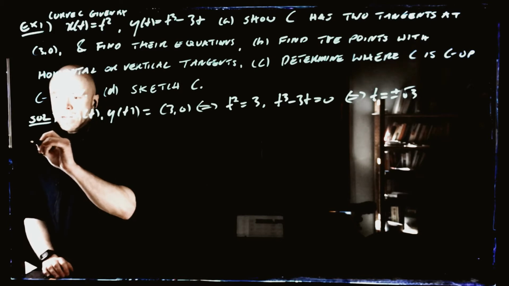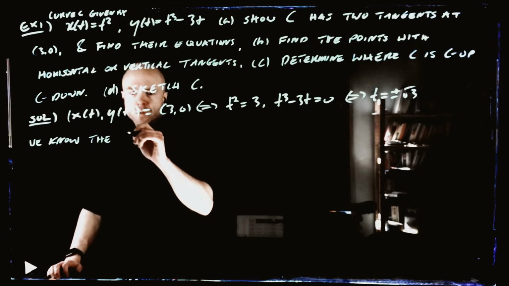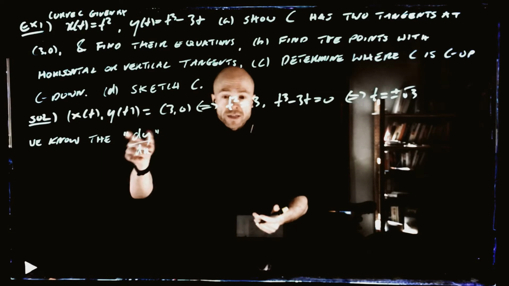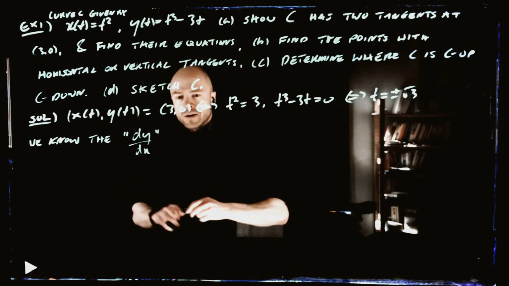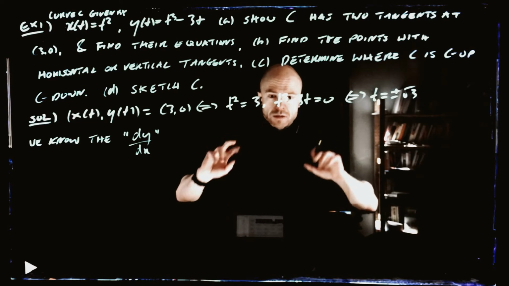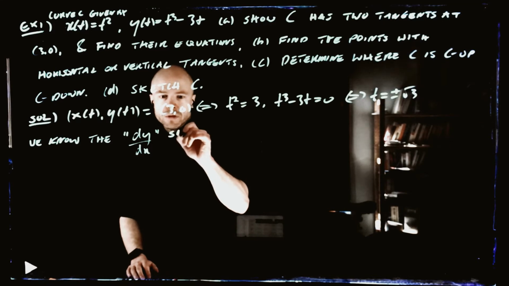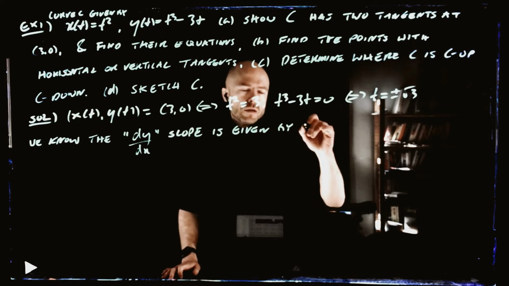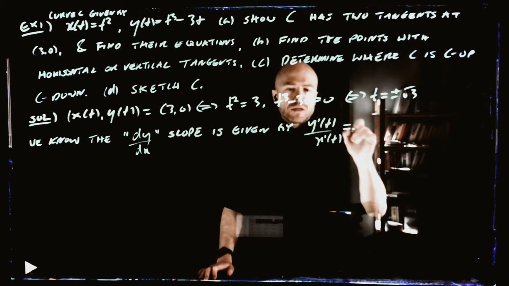So we know that, so I'm always going to put quotation marks because, strictly speaking, this makes no sense. dy is not a function of dx. dy is definitely not a function of dx, so we can't just calculate dy dx. But this is the how far up or down divided by how far along slope, so that's why I write this dy dx. So we know the dy dx slope is given by y prime over x prime, which we can just calculate, right?